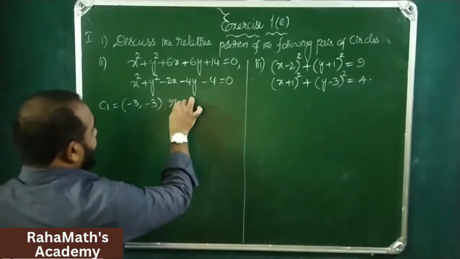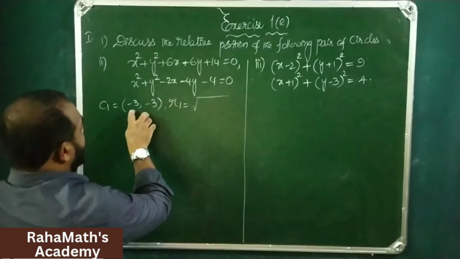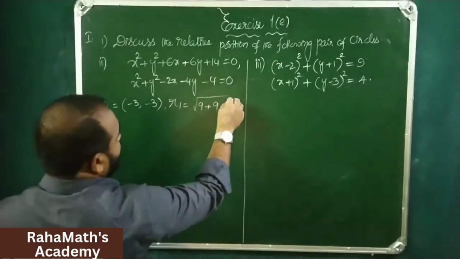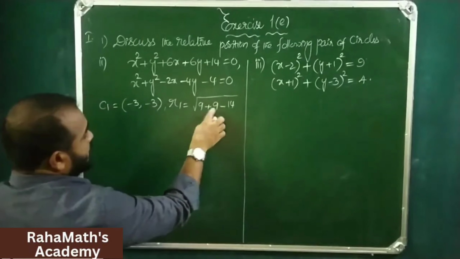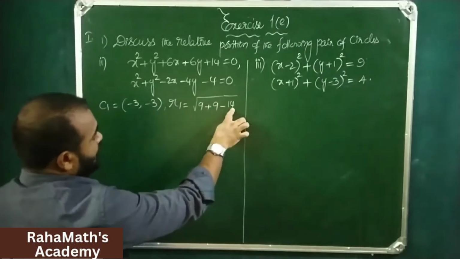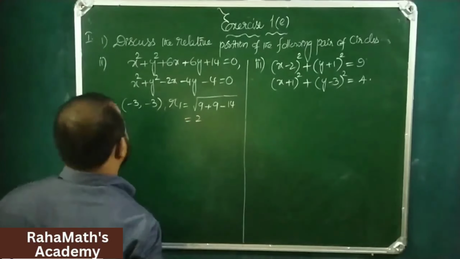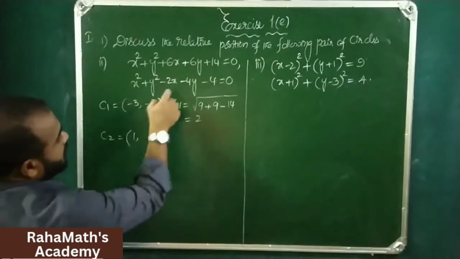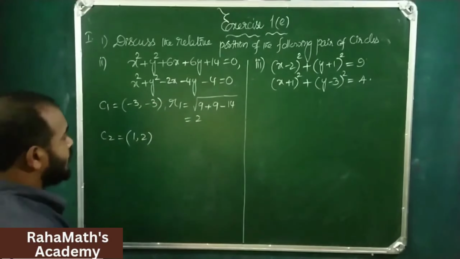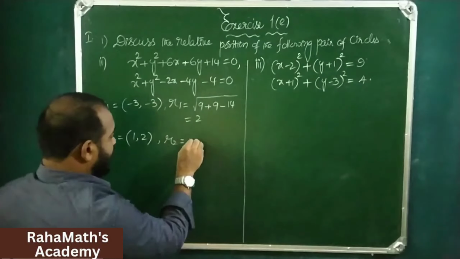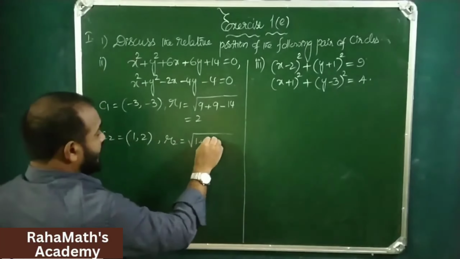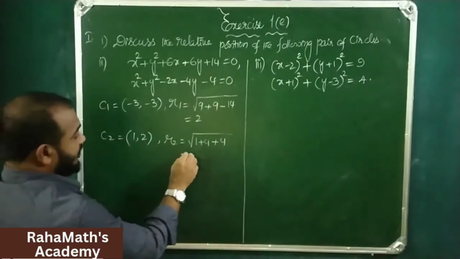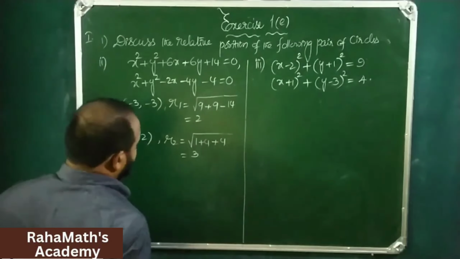And what is the radius of this? Square root of g square, 9, plus f square, 9, minus c, minus 14. So 9 twos are 18, minus 14, so 4 under root, which is 2. And C2 is (1, 2). So R2 is equal to square root of 1 square plus 2 square minus of minus 4, plus 4. This is equal to root 9, which is 3.